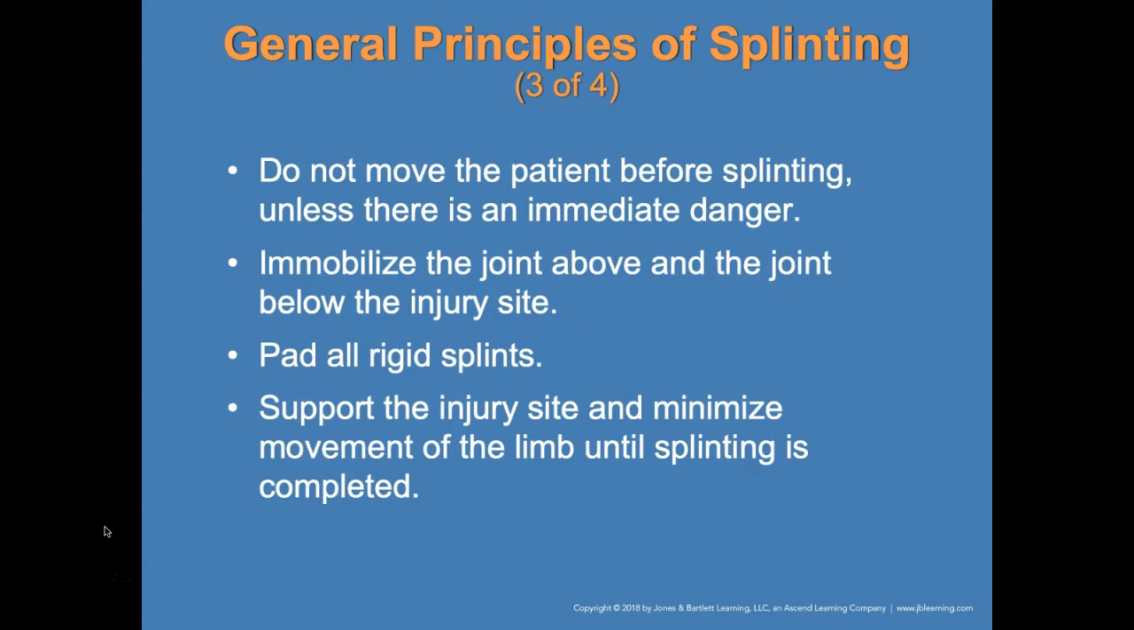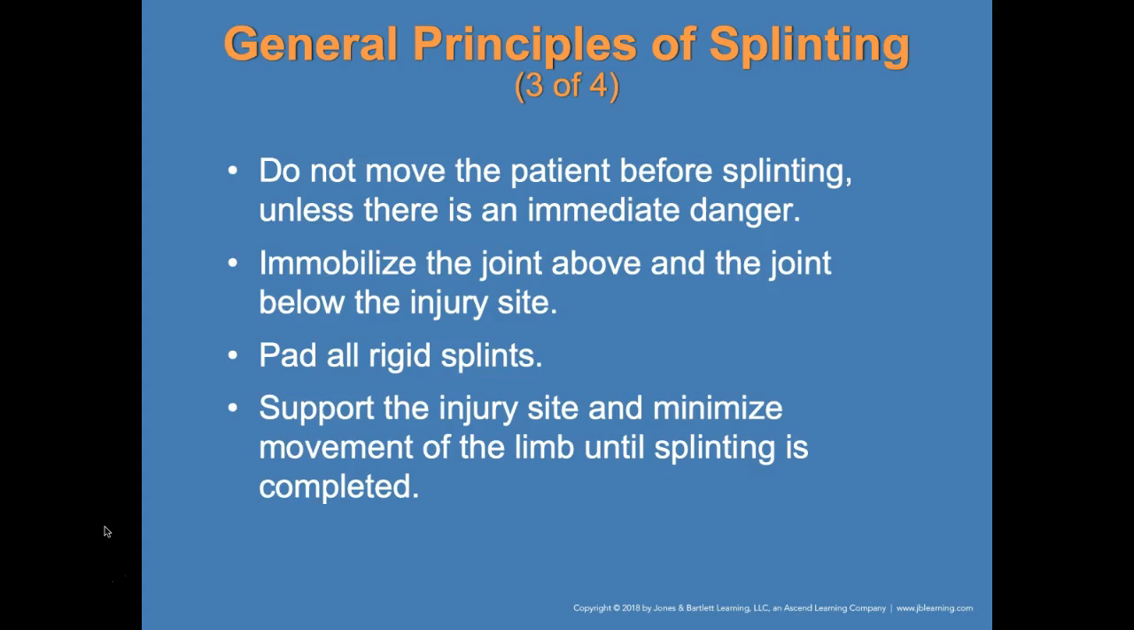When we do splint it, we're going to immobilize the joint above. So we're going to immobilize the joint above and the joint below the injury site. So on that humerus fracture that we've been talking about, we want to immobilize the shoulder joint and the elbow joint. We don't want those to move.